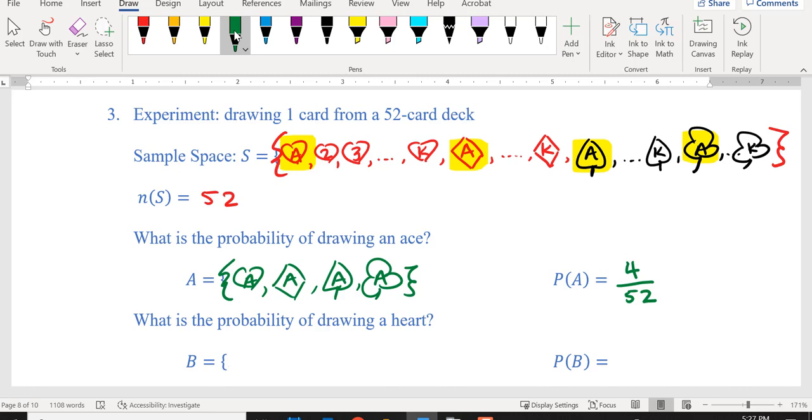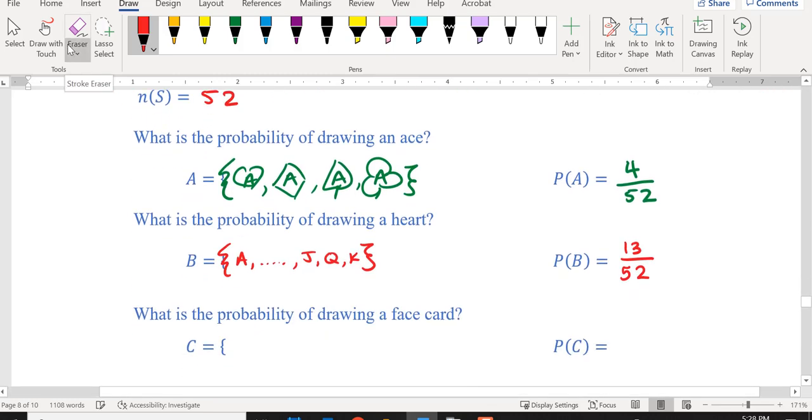What's the probability of drawing a heart? So now we're just looking at the hearts. So the hearts, remember, we had ace all the way up to jack, queen, king. And if you'll remember, there's 13 hearts. So the probability of drawing a heart would be 13 out of 52 cards.